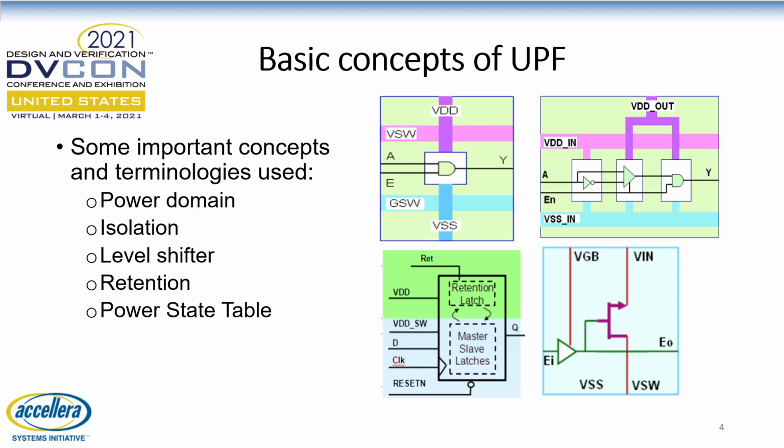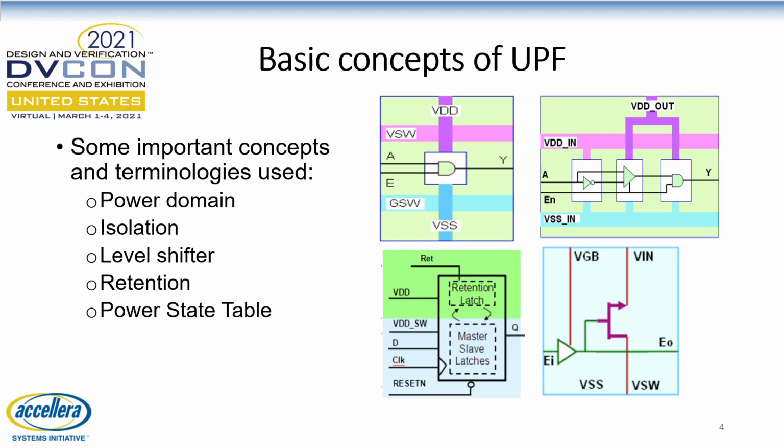Isolation cell, an instance that passes logic values during normal mode of operation and clamps its output to some specified logic value when a control signal is asserted. It is required when the driving logic supply is switched off while the receiving logic supply is still on. Level shifter, an instance that translates signal values from an input voltage swing to a different output voltage swing. It can be either from low to high or high to low.